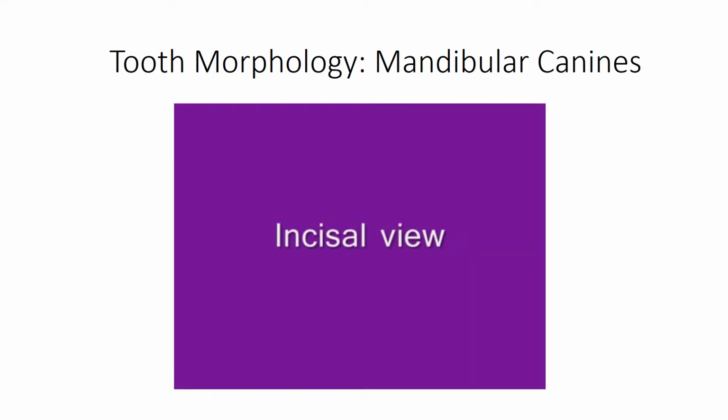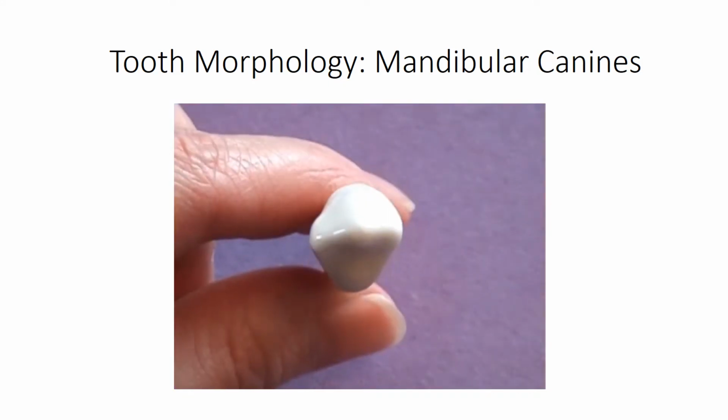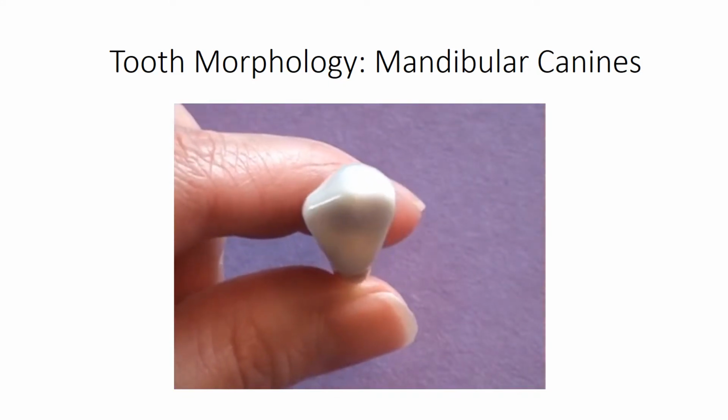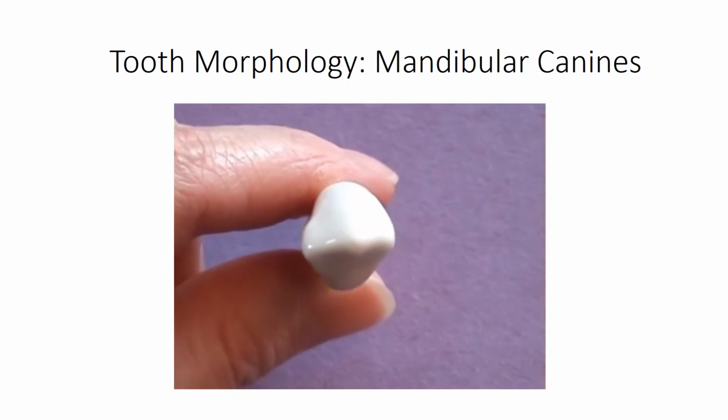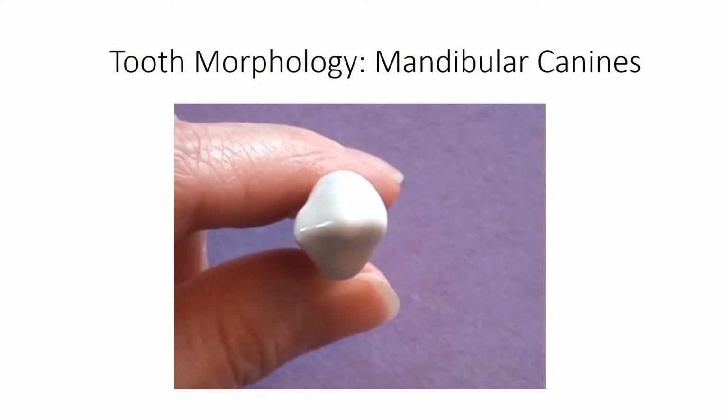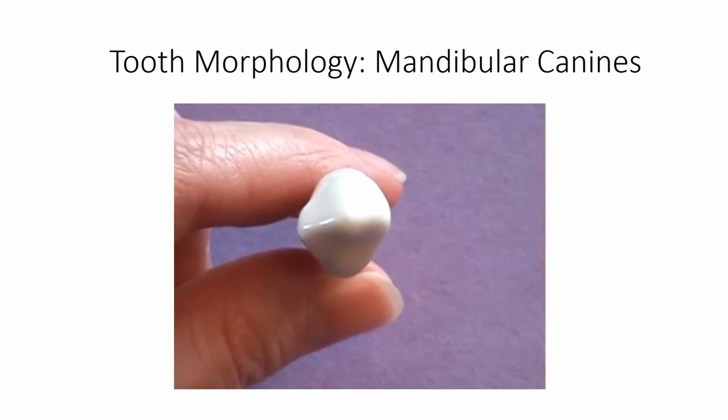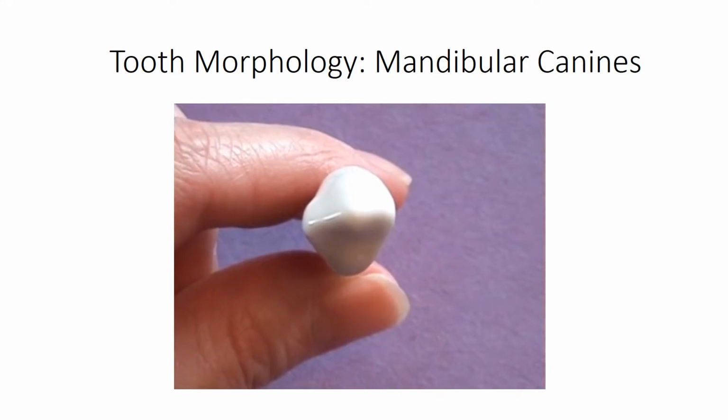On the incisal view, the crown is wider in the labial-lingual direction than in the mesial-distal direction. The crown is offset a bit to the mesial, which is on the right, and the cingulum offset to the distal, which gives a slight asymmetrical appearance.